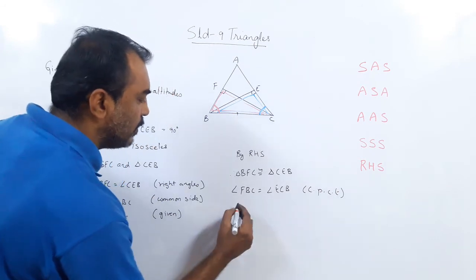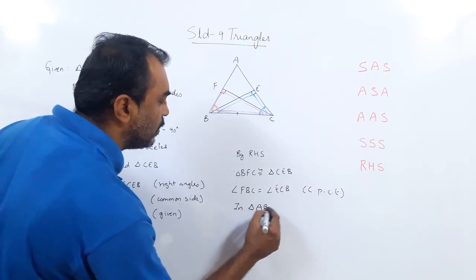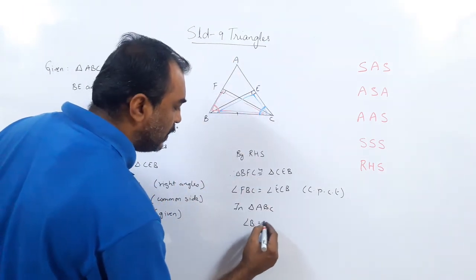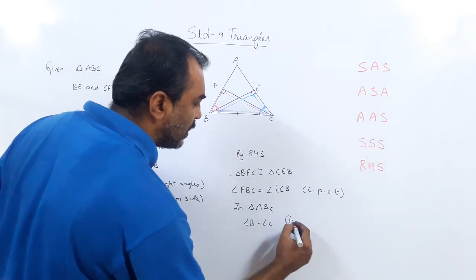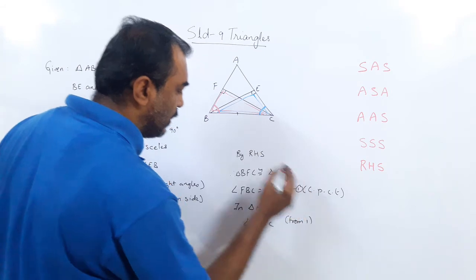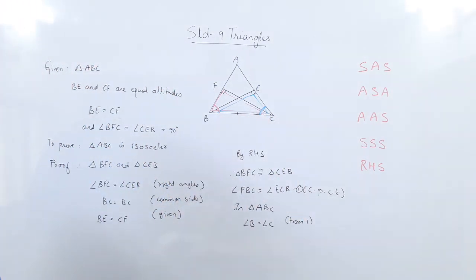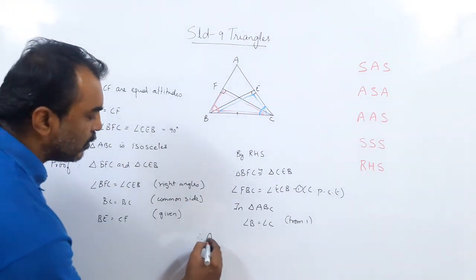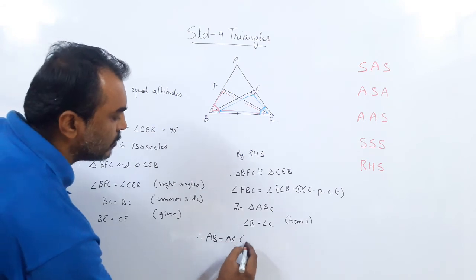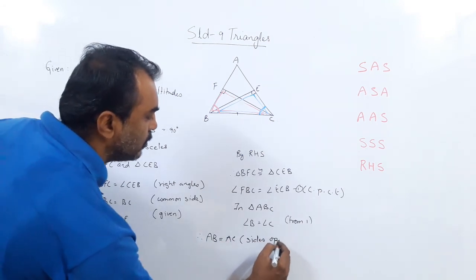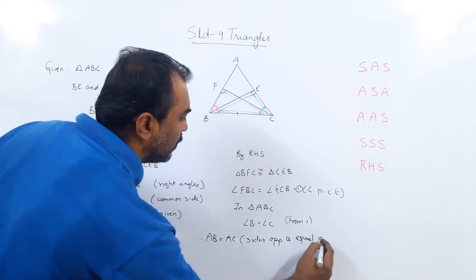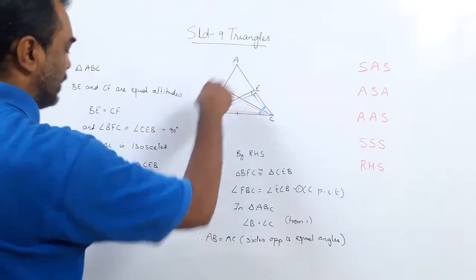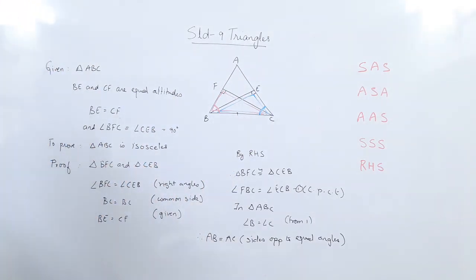Okay. So if I go to triangle ABC, look at triangle ABC. Can you see ABC? So this angle B and this angle C are equal. From 1, angle B equal to angle C. And what theorem do we have? When two angles are equal, the sides opposite to them are equal. Therefore, AB equal to AC, sides opposite to equal angles. So if in a triangle two sides are equal, the triangle is isosceles.